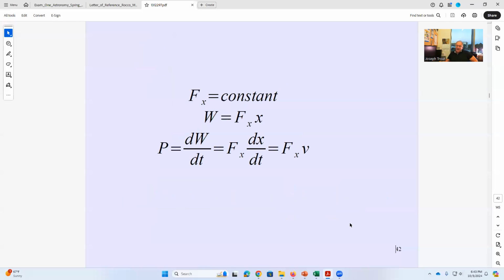By the way, if we look at power, we could write it as dW/dt, which is equal to the force times dx/dt. So if the force is constant, then the power is just the force times the velocity. You'll need that in physics too, so that's really important. So the power is equal to the force times the velocity, if the force is constant.